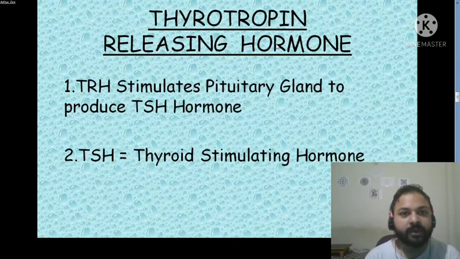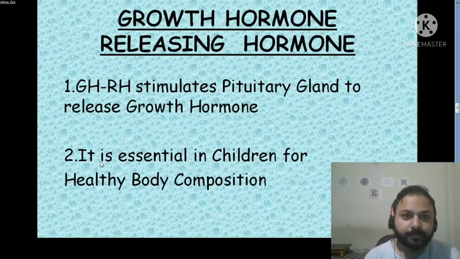Next is thyrotropin releasing hormone. In short, it is known as TRH. It is different from TSH. What does TRH do? TRH stimulates pituitary gland to produce TSH hormone. TSH hormone is thyroid stimulating hormone, and TSH acts on thyroid gland to release thyroxine.